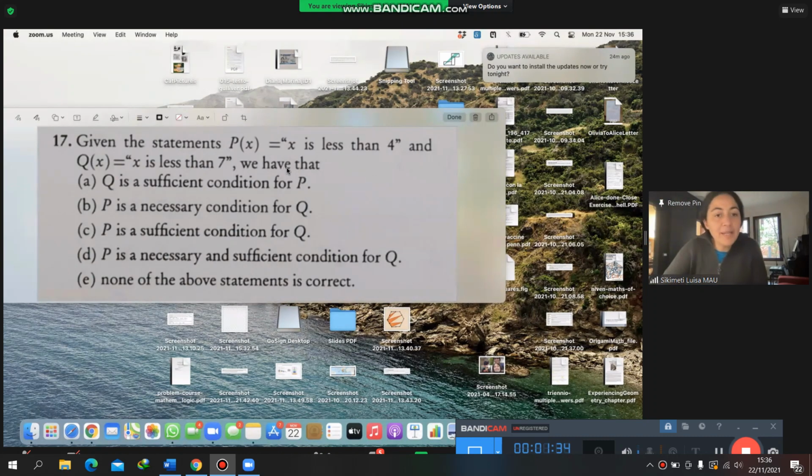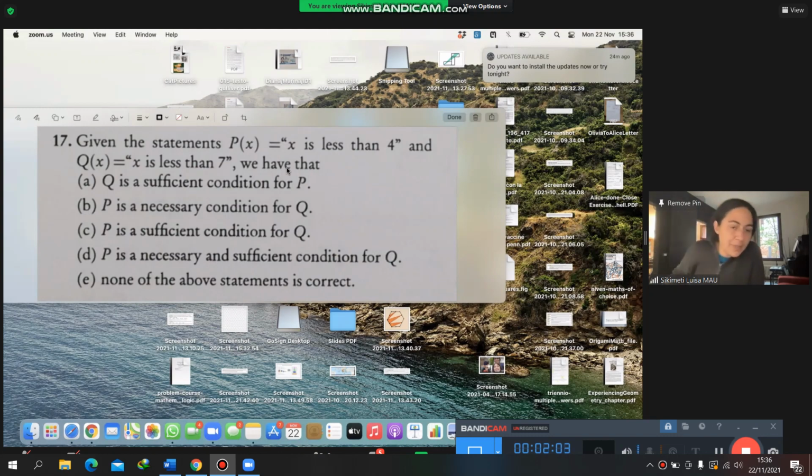Okay, so P is a necessary condition for Q means that whenever Q is true, P has to be true as well. It's not possible for P not to be true and for Q to be true. So P needs to be the case in order for Q to hold.